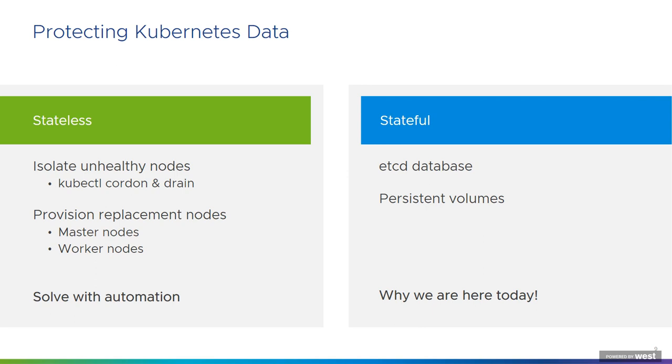On the stateful side, though, things are not so generic and reproducible. So the data that's in etcd or in your persistent volumes is changing as your Kubernetes platform is being used, as applications are being deployed to it, and then as your applications themselves are being used. And so this is where we really need to focus on being able to back up and restore exact copies of the data in these two components.